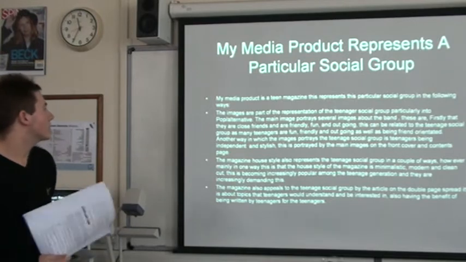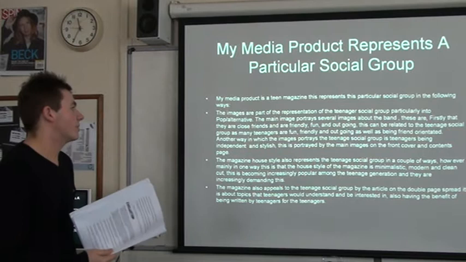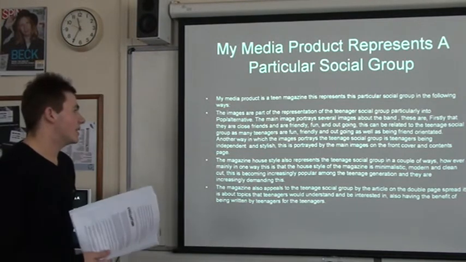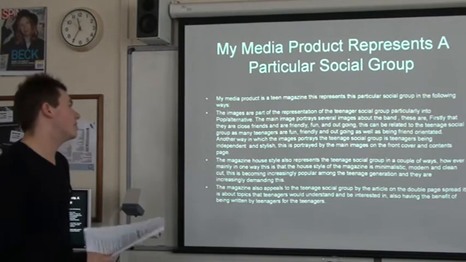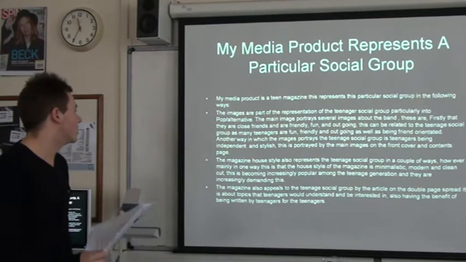Okay, cool. The magazine house style also represents the teenage social group in a couple of ways, however mainly in one. This is that the house style of the magazine is minimalistic, modern and clean cut. This is becoming increasingly popular among teenage generations and they are increasingly demanding this.